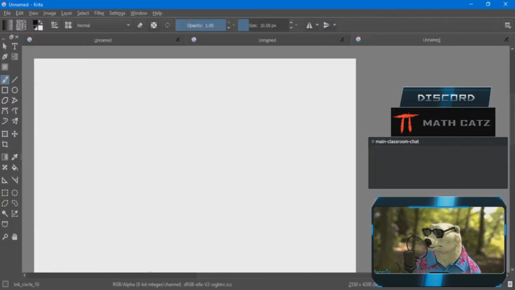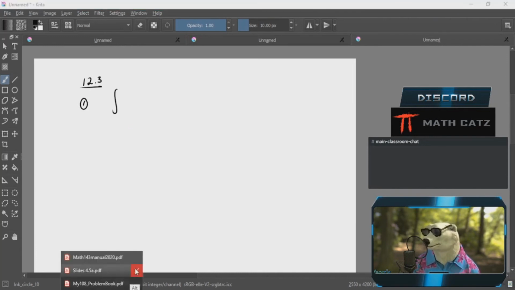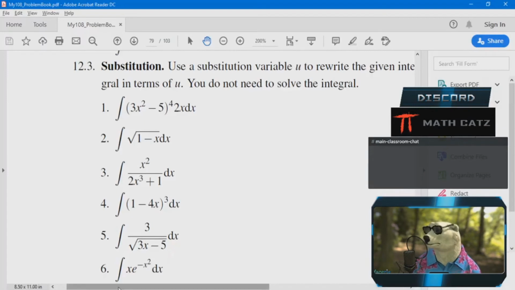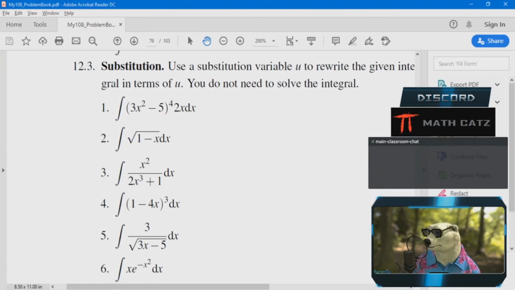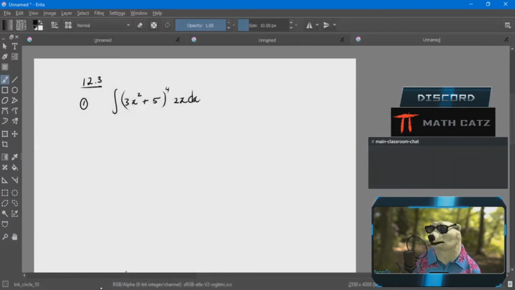3x squared minus 5, 12.3, number 1. What did I just say? I just said it. 3x squared minus 5. 3x squared minus 5, I believe to the power of 4, and then a 2x. Double check. Looks good.